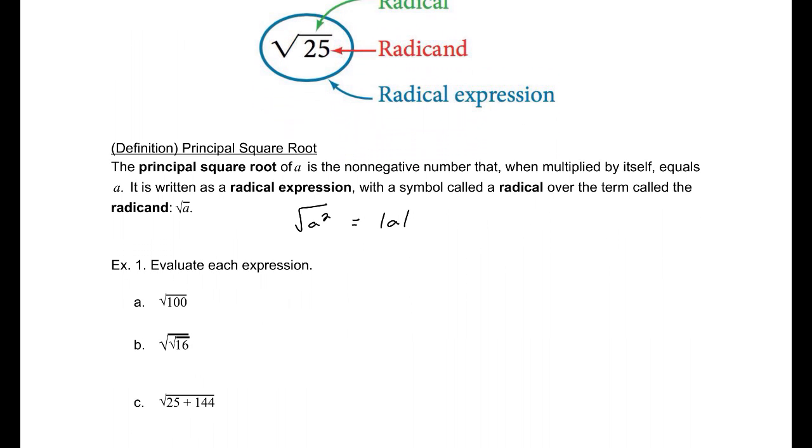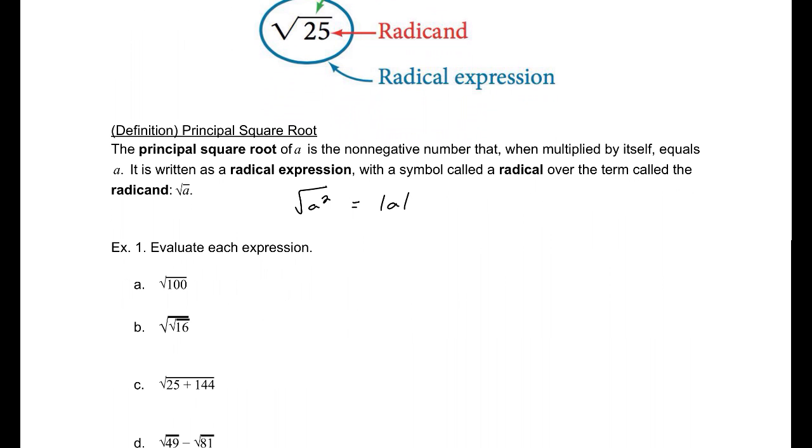So evaluate each of these expressions. Well, I want to try to write these with a power of 2, so I'm going to write 100 as the square root of 10 squared, which I could also write as negative 10 squared, but when I take the absolute value, that becomes a moot point. So the square root here is the absolute value of 10, which is 10. That's probably something you've seen before. Now, for part B, the square root of 16, I'm going to write this as the square root of 4 squared. The square root of 4 squared is 4, so this is the square root of 4, which is 2.